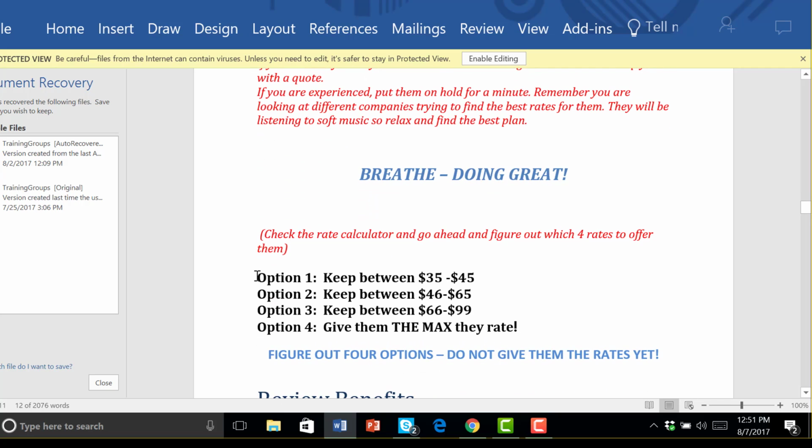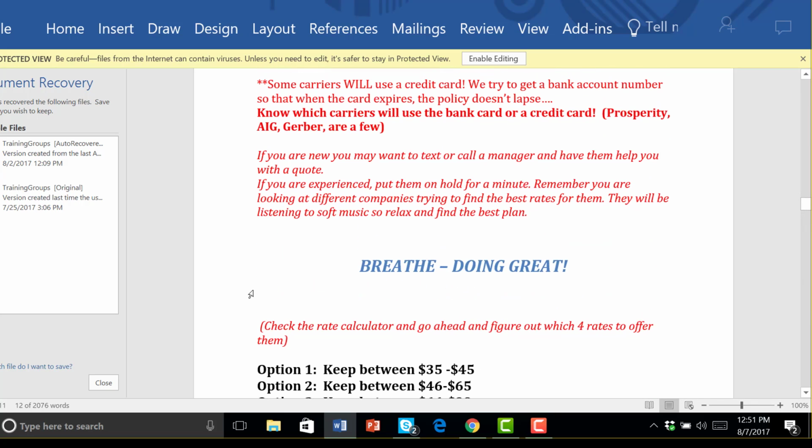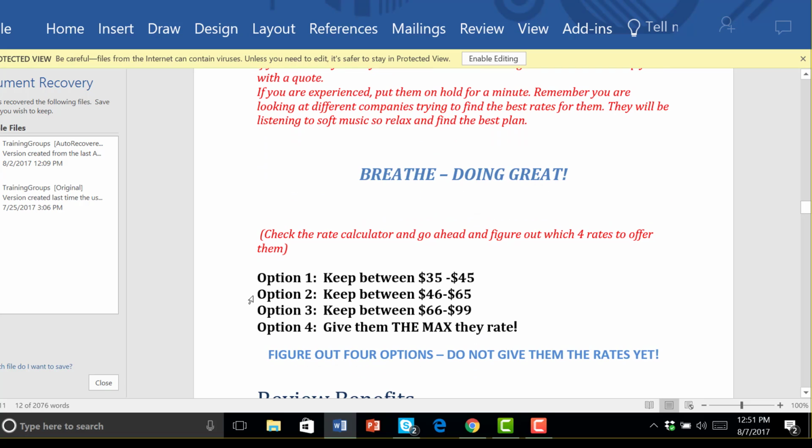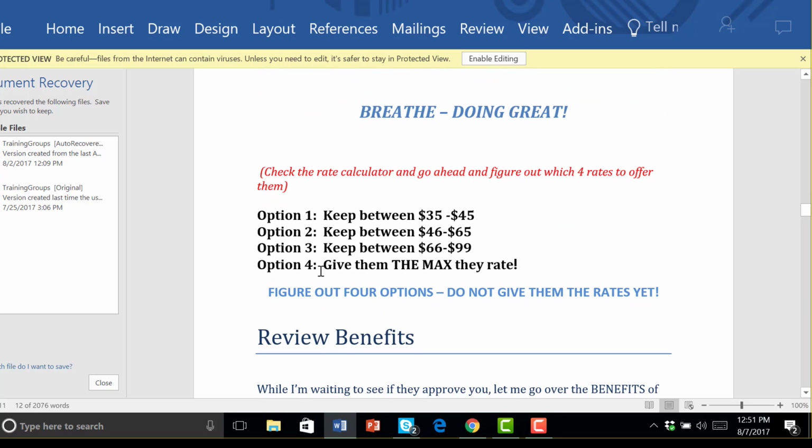Now, you're going to put them on a brief hold and put them on hold. Let them hear that music. It'll sound more official, more company-like. And we're only giving 3 options now. We're not giving 4. It's too many for them. It's confusing them. So just give them 3 options. You want to keep the first one right around $35 to $45. You want to keep this one, I'd say 50 to 65 is fine, and then the third one probably like $75 to $99. Don't go over 100.